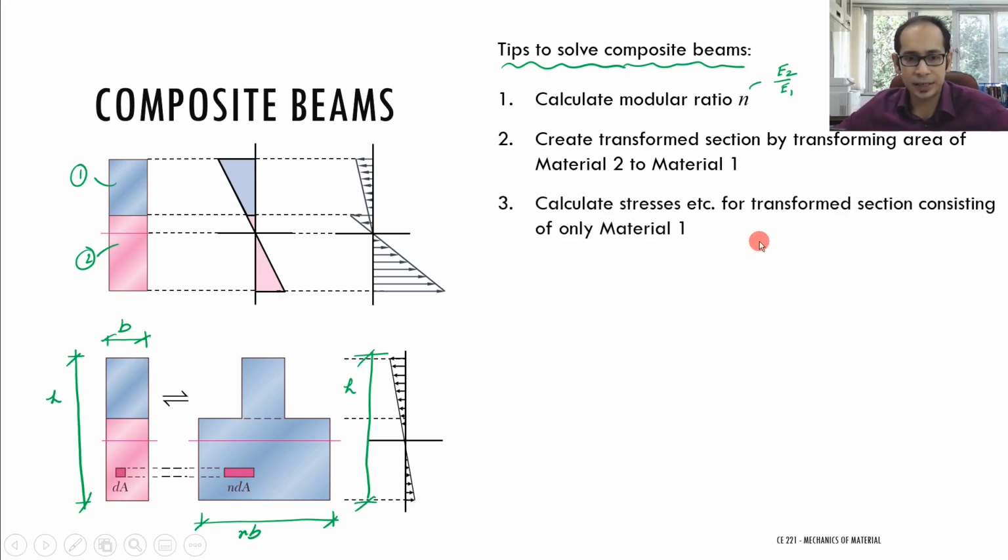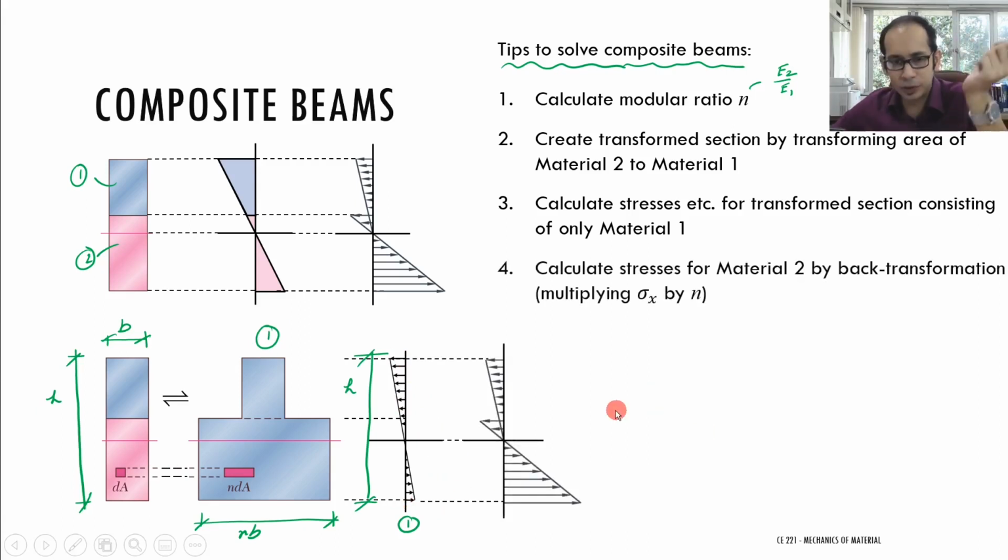And next you calculate the stresses for the transformed section. This is the transformed section over here, the entirety of which is made of material 1. So this stress profile is entirely for material 1, right? Next you calculate the stresses for material 2. You calculate the stresses for material 2 by simply multiplying, for this region over here, whatever is the sigma with the modular ratio n, right?